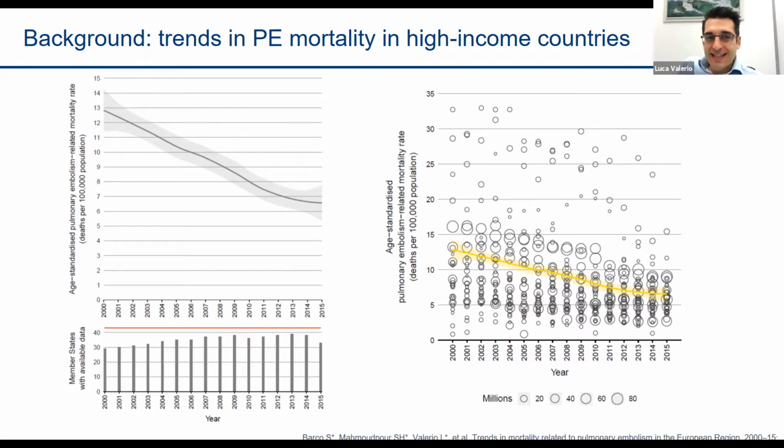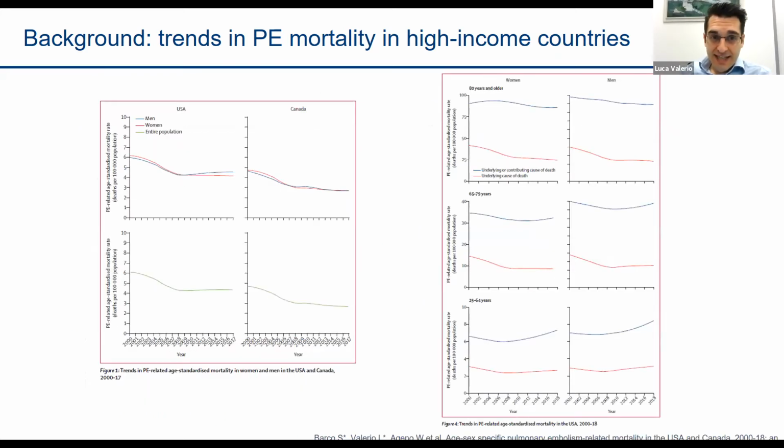I want to draw your attention to the right panel. You see how the very clean line to the left actually derives from very heterogeneous estimates from different countries, which is a very important reason why we conducted our analysis on global PE mortality. In a subsequent analysis, we also showed that, again focused on specific countries, in this case the United States and Canada, this decreasing trend was consistent.